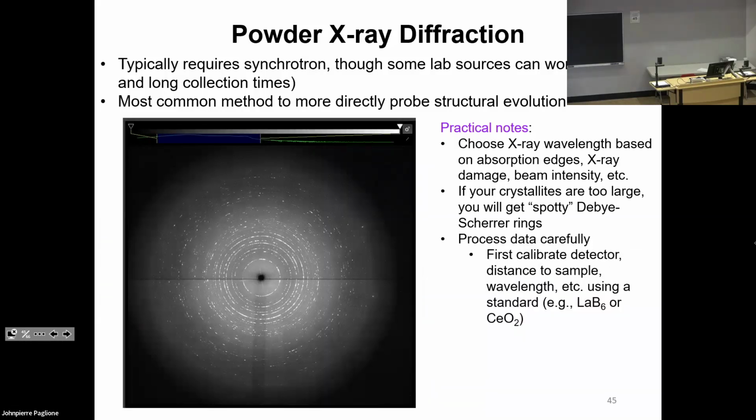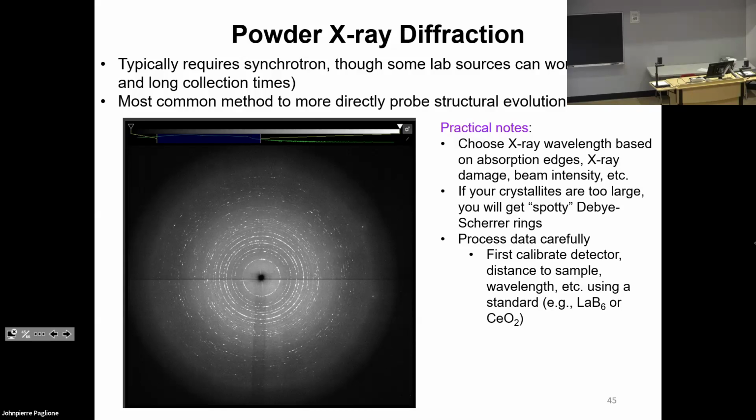Okay, so here's some kind of spotty but decent looking diffraction rings. And then analyzing this data takes a little bit of just making sure you're doing everything right. So you want to calibrate it well using a diffraction standard to know your sample to detector distance and the wavelength and all sorts of aspects of your specific diffractometer and setup at the beamline.